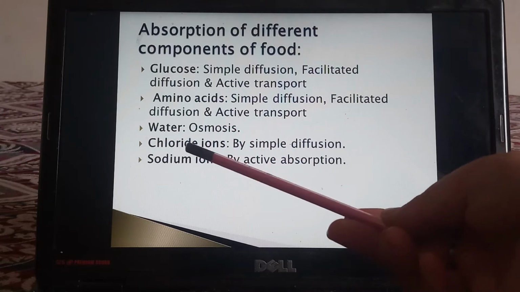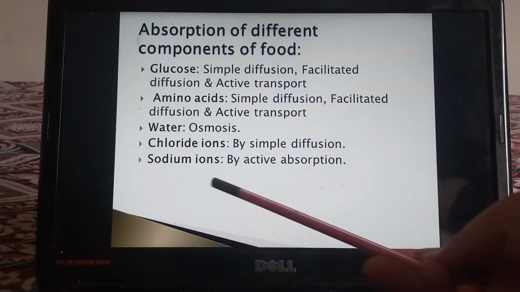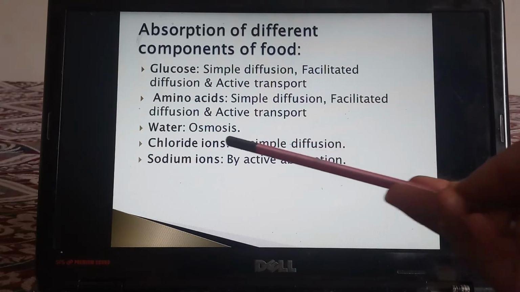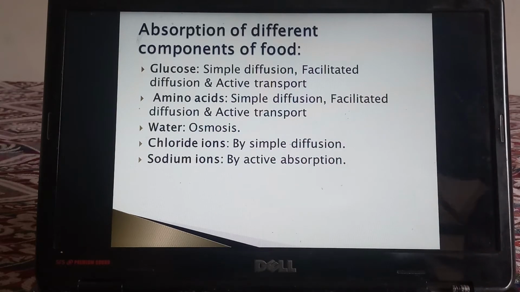Now some of the ions, like chloride ions and sodium ions, have some difference between them. In case of chloride ions, they are absorbed by simple diffusion, that is from higher to lower concentration, whereas ions like sodium ions are taken up by active absorption.